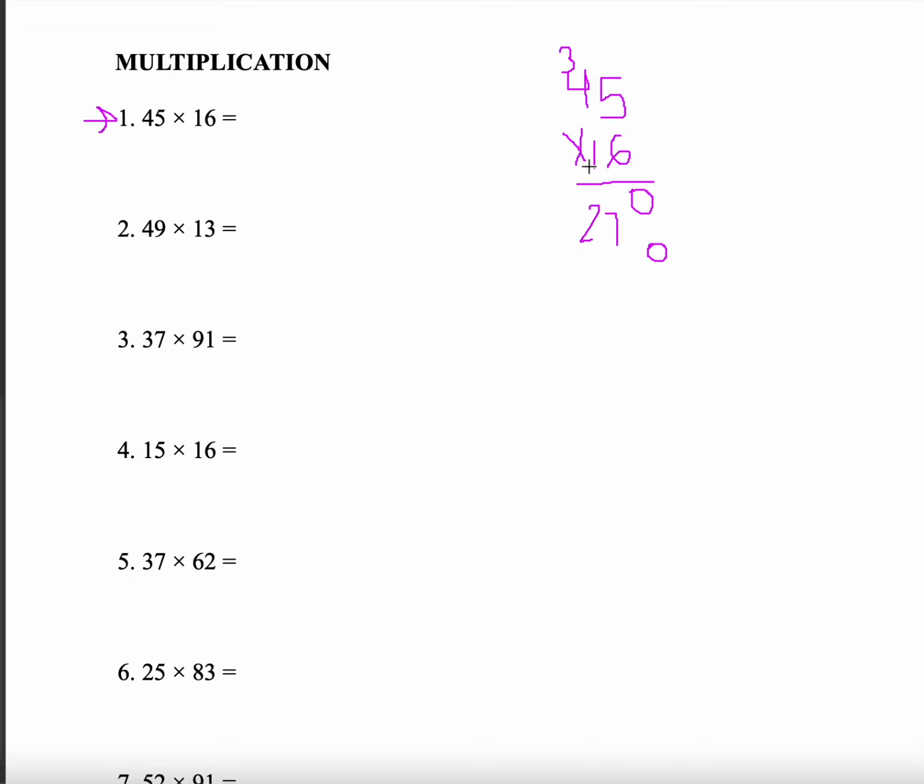5, and then now we move on to this second digit, because when we move on to the second digit, we have to add a 0. So 5 times 1 is 5, and 4 times 1 is 4. So this is 0. 7 plus 5 is 12, so we add the 1 here. 2 plus 4 is 6, and plus that 1 is 7. So 45 times 16 is 720.